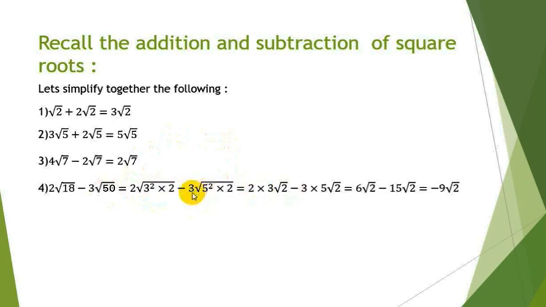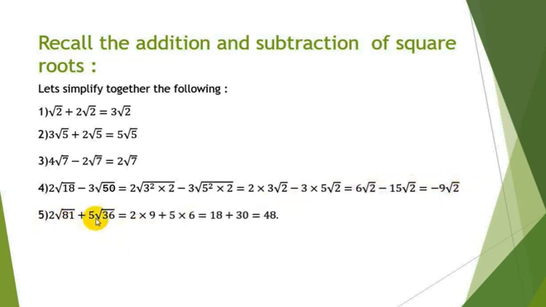Then we have 2 times 3 equals 6, and 3 times 5 equals 15. We obtained 2 radicals, 6 radical 2 minus 15 radical 2. They have the same radical, then here we can subtract them. 6 minus 15 equals minus 9. The answer will be minus 9 radical 2.